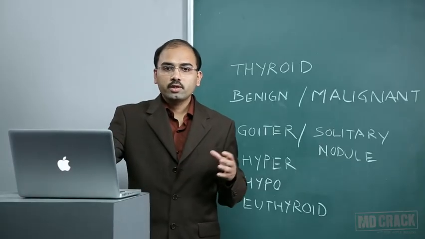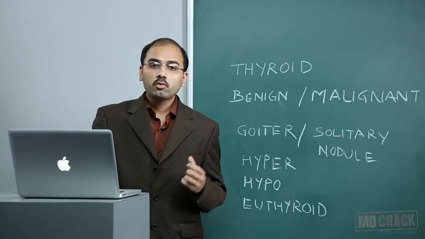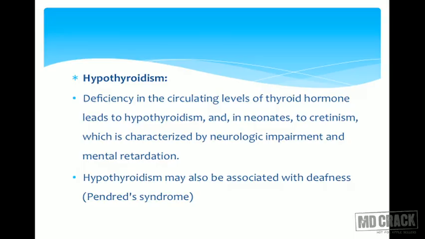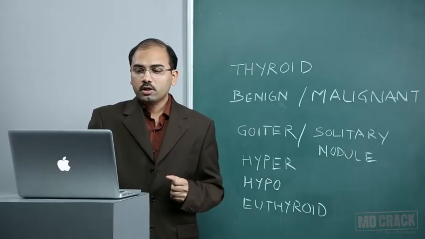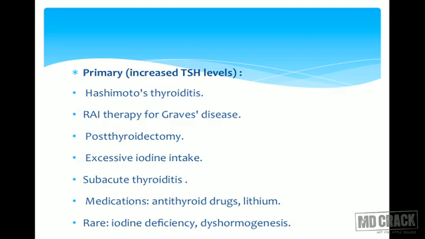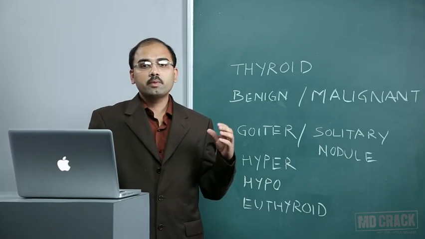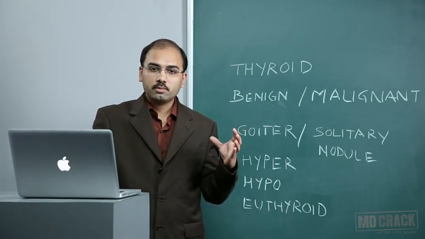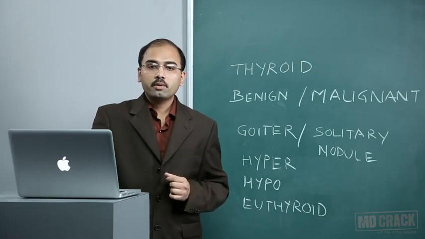So friends, after seeing various diseases which cause hyperthyroidism, now we move on to hypothyroidism. It is the deficiency in the circulating levels of thyroid hormone that leads to hypothyroidism, and in neonates to cretinism, which is characterized by neurologic impairment and mental retardation. Hypothyroidism may also be associated with deafness, which is called Pendred syndrome. So friends, hypothyroidism can be at various levels: primary, which is at the thyroid level, secondary, which is at the pituitary level, and tertiary, which is at the hypothalamus level. So we now see the causes of primary hypothyroidism.